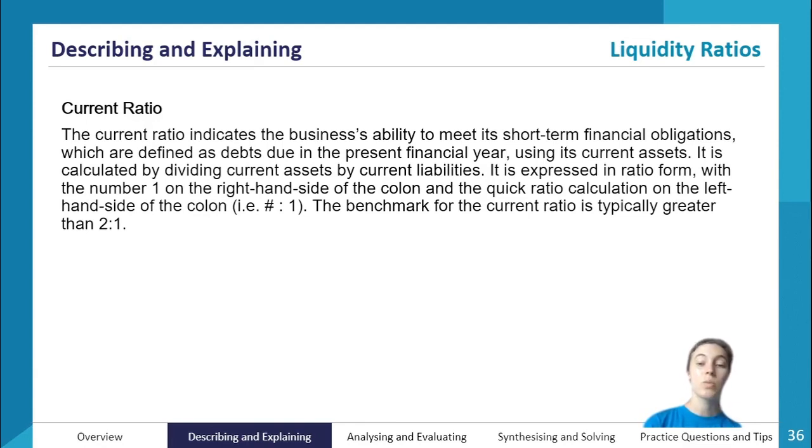And the benchmark is typically greater than 2:1 for the current ratio. But keep in mind that benchmarks can be really different depending on the industry, because the business's activities, again, are going to really influence what is deemed standard for that industry.